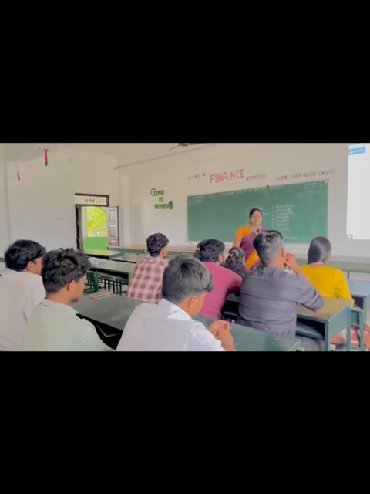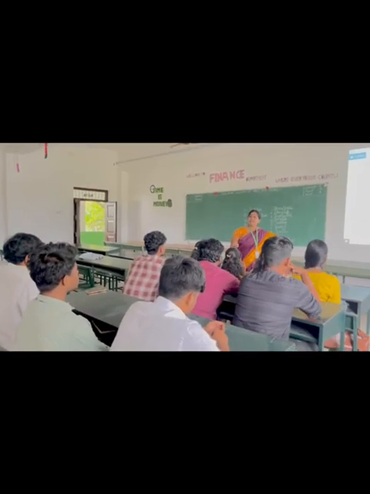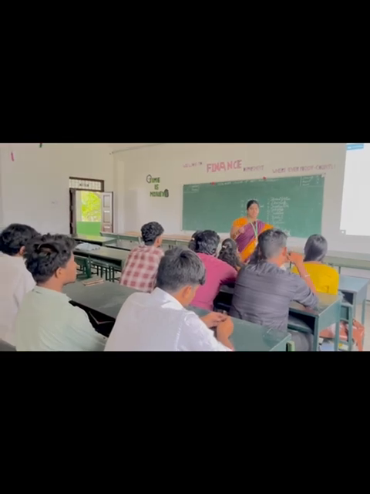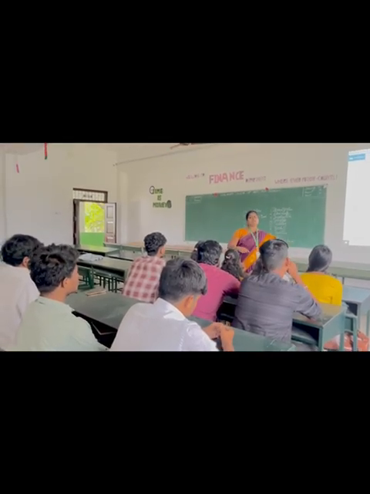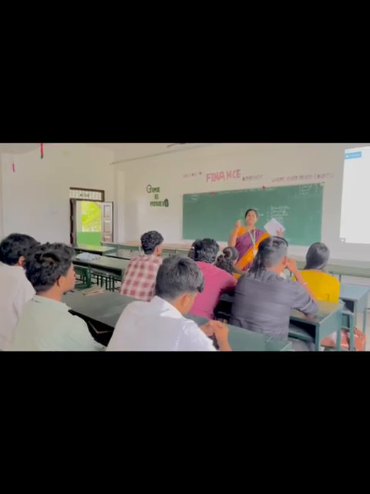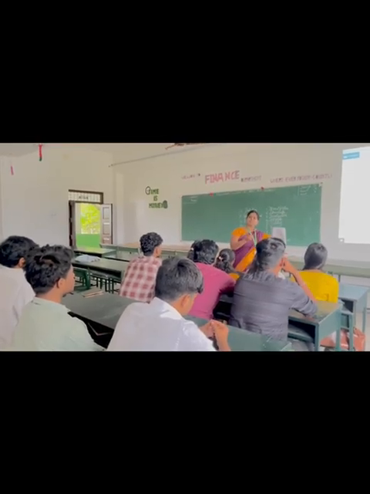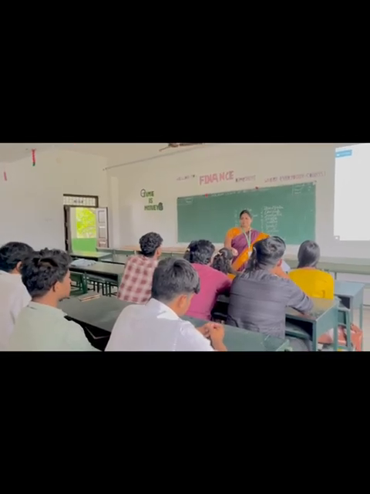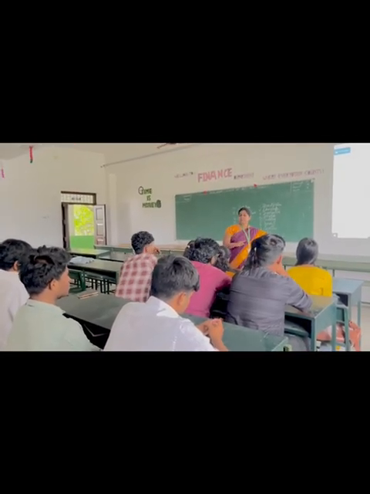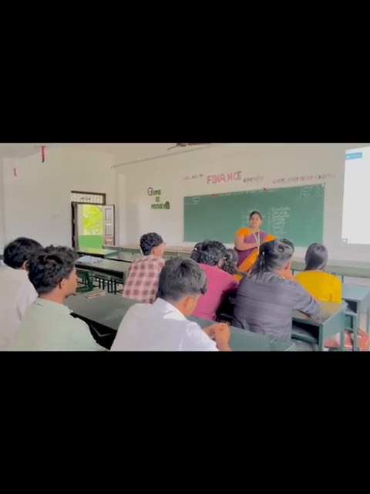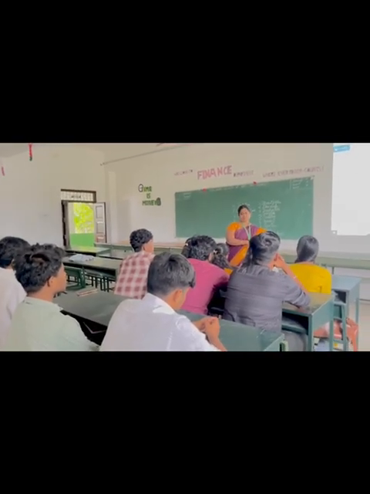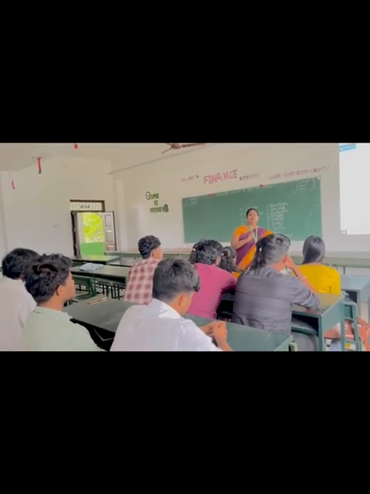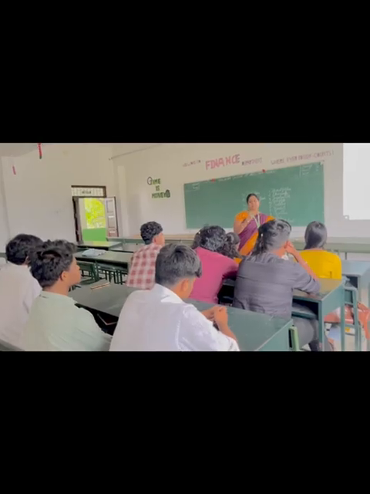Common stock means shares which are issued by the company to the common public. If a company earns more profit, they will give more dividends. If a company earns less profit, they will give less dividend. If a company makes a loss, no dividend will be paid. So the equity shareholders are the common stockholders. Okay, so they have what? Voting rights. They can participate in the affairs of the management.